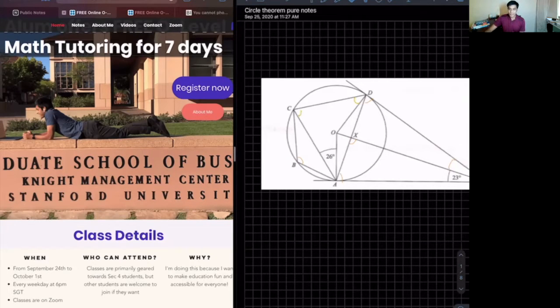Let me try this one again. Do you absolutely love circle theorem? Is it really, really cool? Are you in love with circle theorem? Okay, one third of you now.